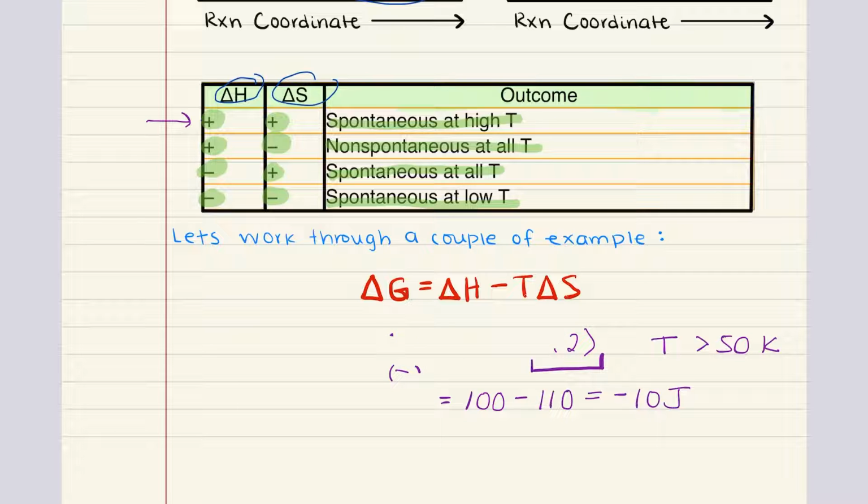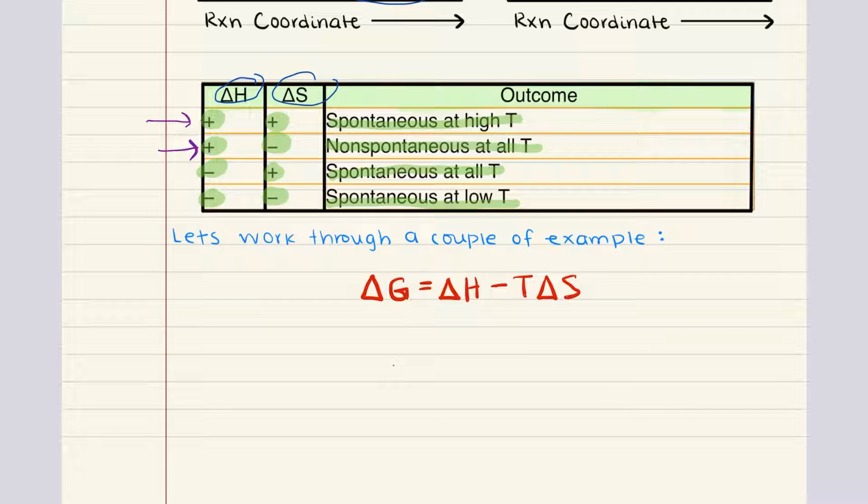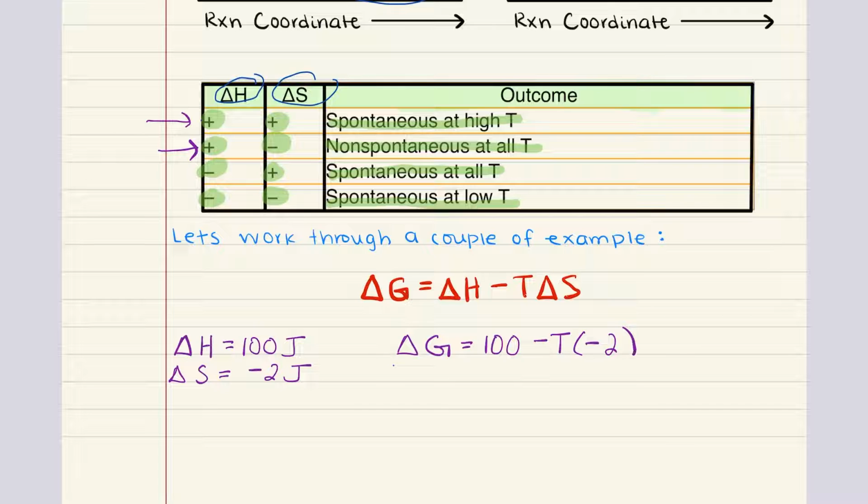Let's work on the second row of the table. In the second row of the table, we have a positive enthalpy and a negative entropy. So again, let's say that delta H is equal to 100 joules, but now let's say that delta S is equal to negative 2 joules. Let's go ahead and plug this into our equation. Delta G is equal to 100 minus T multiplied by negative 2.